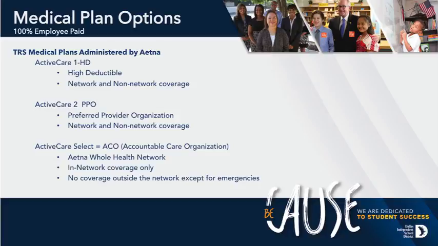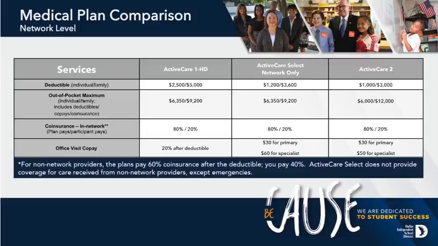Specific and complete plan details are found in the TRS Active Care Enrollment Guide, available on Dallas ISD at your service. The TRS Active Care Customer Service Center can also help you better understand the plan options. This chart provides an overview of the deductibles, out-of-pocket maximums, coinsurance, and copayments. Check out the Common Forms and Plan Info section at Dallas ISD at your service, where you can review and download the complete TRS Active Care medical plan coverage.